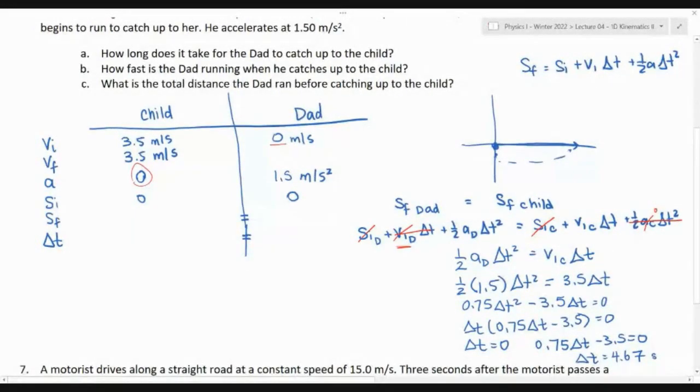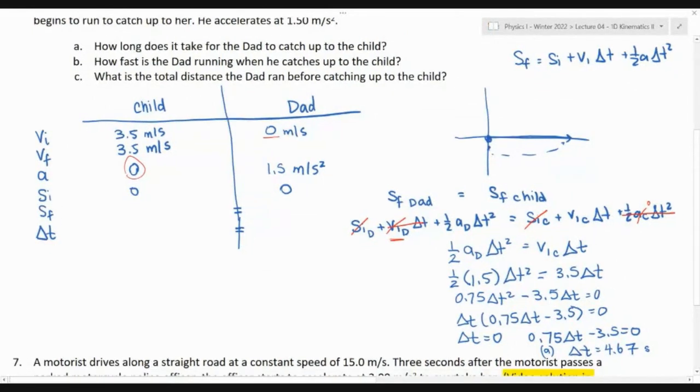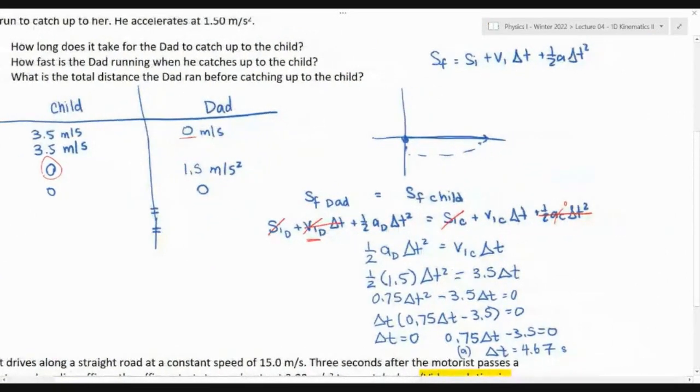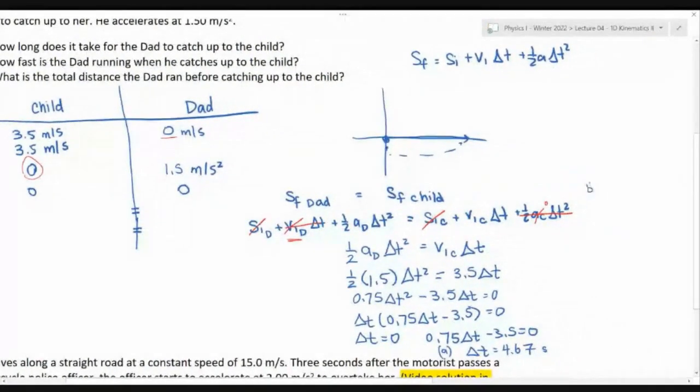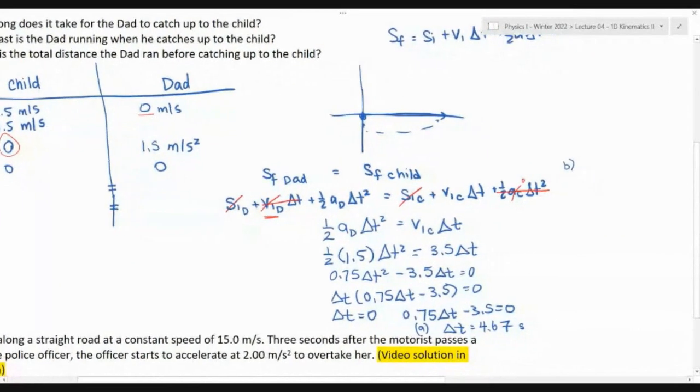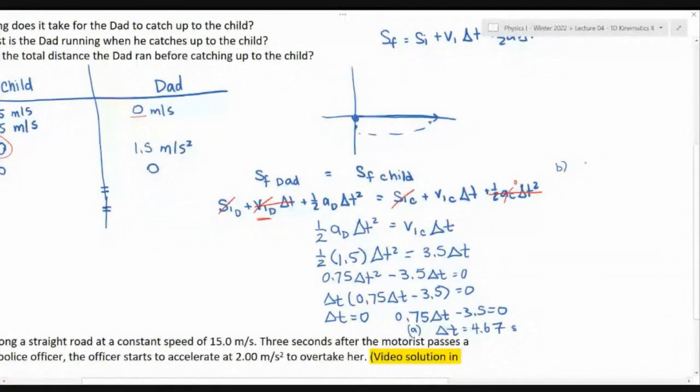Okay, so part A says, how long does it take for the dad to catch up to the child? The answer is 4.67 seconds. Any questions there? And then we can keep going to answer part B. Part B says, how fast is the dad running when he catches up to the child? So we're just looking for the V final for the dad.